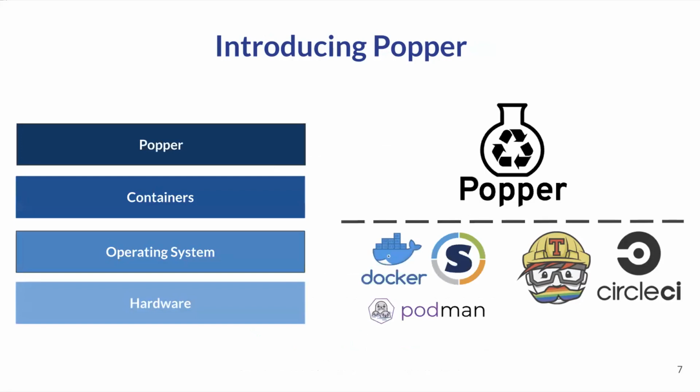As containers abstract operating systems, Popper abstracts containers like Docker, Singularity, and Podman for different use cases and environments, and also CI tools like Travis, Jenkins, and Circle, and allows running workflows in a container engine agnostic manner.